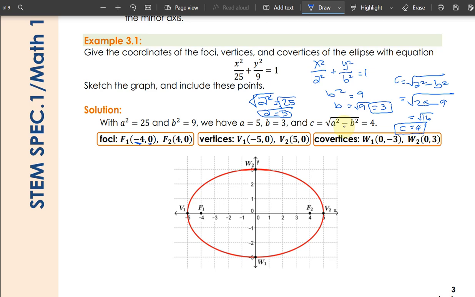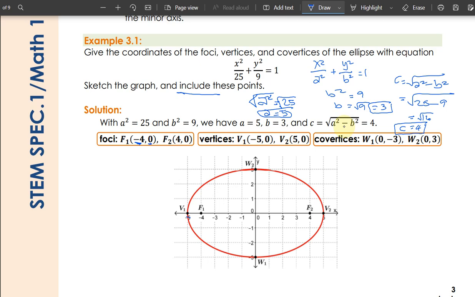So this is your F1. F2 is positive 4, so here 1, 2, 3, 4, then 0. Then you label these points, F1 and F2. The vertices next: V1 is negative 5, 0. So negative 5 for x: 1, 2, 3, 4, 5. So negative 5, then 0 for y, so it stays there. The other vertex is positive 5, so it is here.